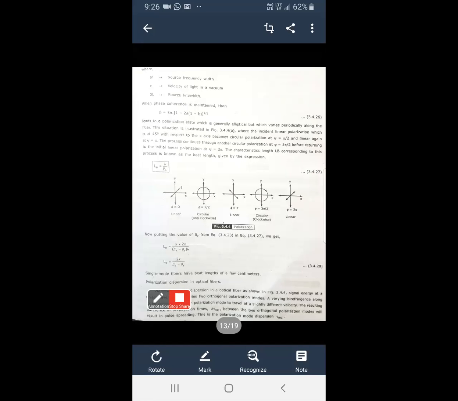This characteristic, where linear polarization and circular polarization keep repeating the polarization states, represents the elliptical shape. So this type of representation is called the beat length, the characteristic length corresponding to the process.